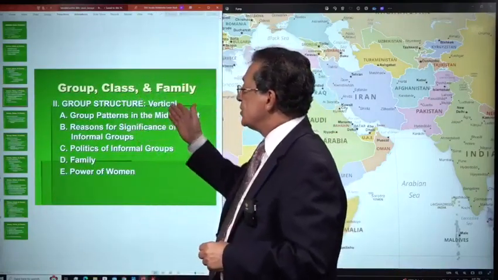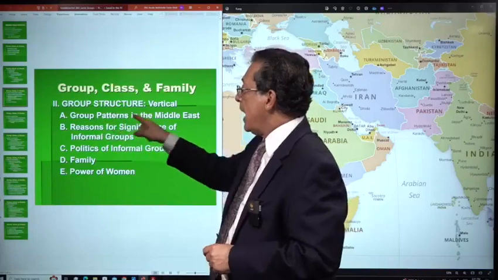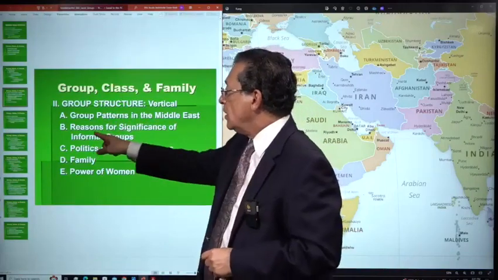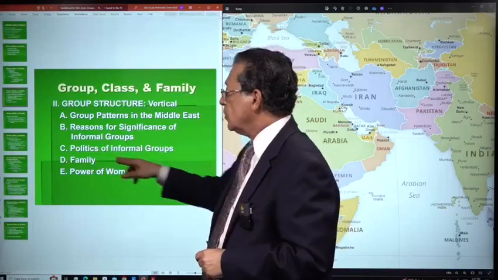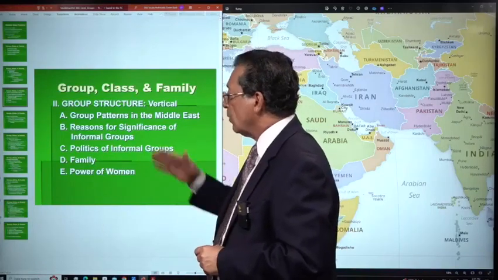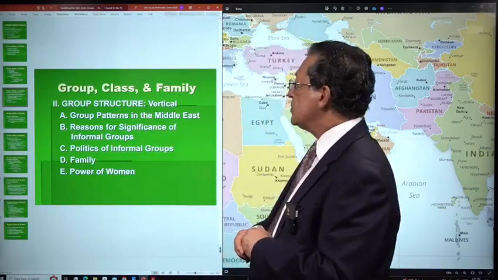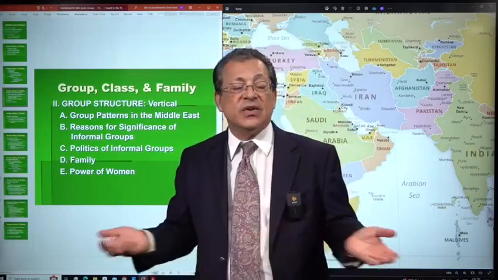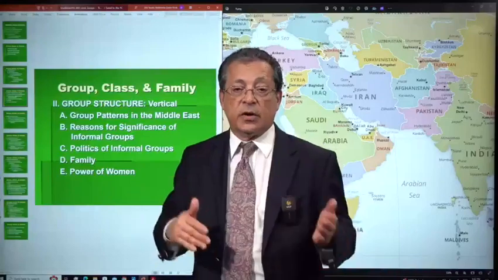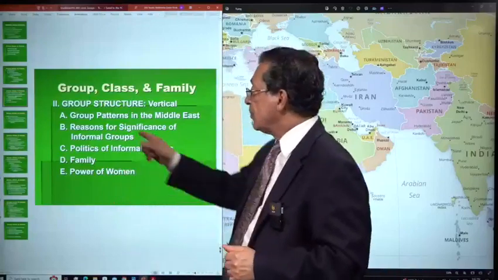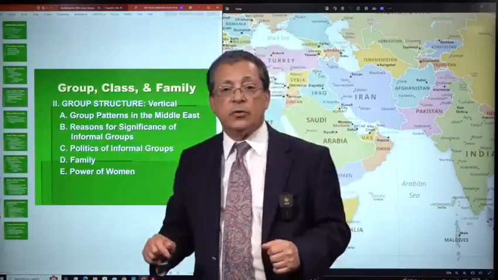Group structures, the vertical one. Here we go. Group patterns in the Middle East. What are the reasons for the significance of informal groups, politics of informal groups, families, and power of women? Well, what can we say about the group patterns in the Middle East? Group patterns in the Middle East are very different from other parts of the world. Different regions of the world, different cultures, different things. This is very different. Reasons for the significance of informal groups.